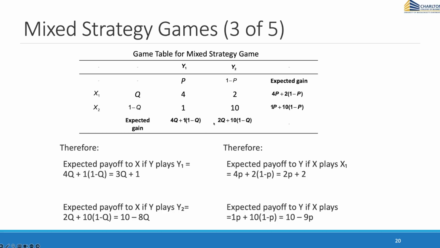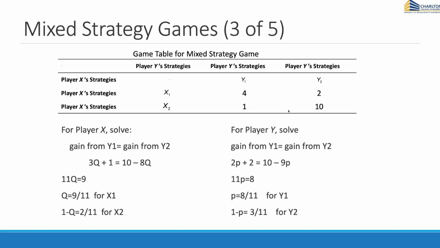Now, if I set these two equations equal, I can calculate Q, and if I set these two equations equal, I can solve for P. If I solve the first one, Q would be 9 over 11, and if I solve that equation for P, P would be 8 over 11, and 1 minus P would be 3 over 11.